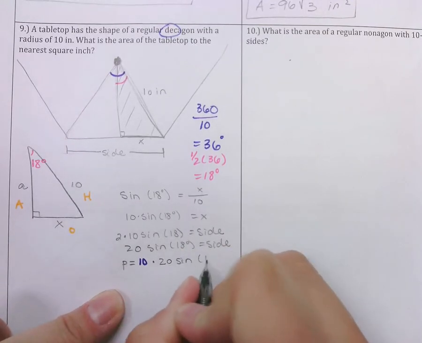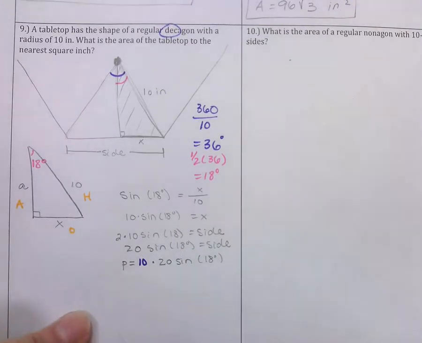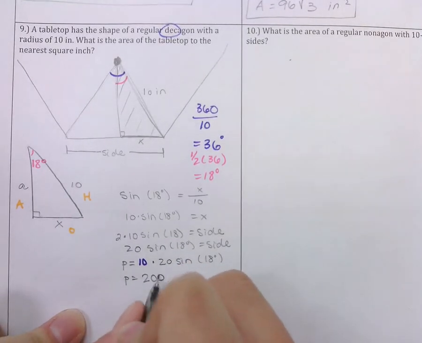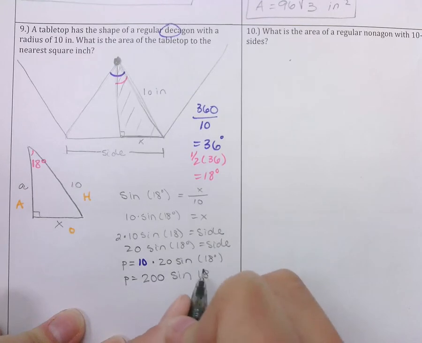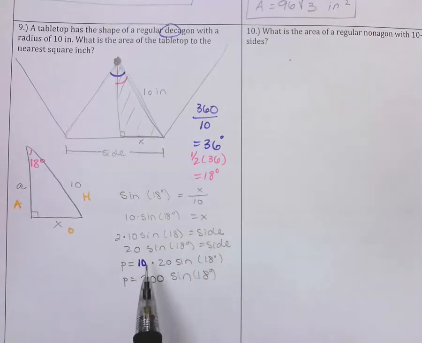And again, we're not rounding, so we're not typing this in the calculator yet. So perimeter equals 200 times the sine of 18. All we did was multiply the 10 and the 20, and we're leaving the sine there. And then we're just going to put this aside for now.